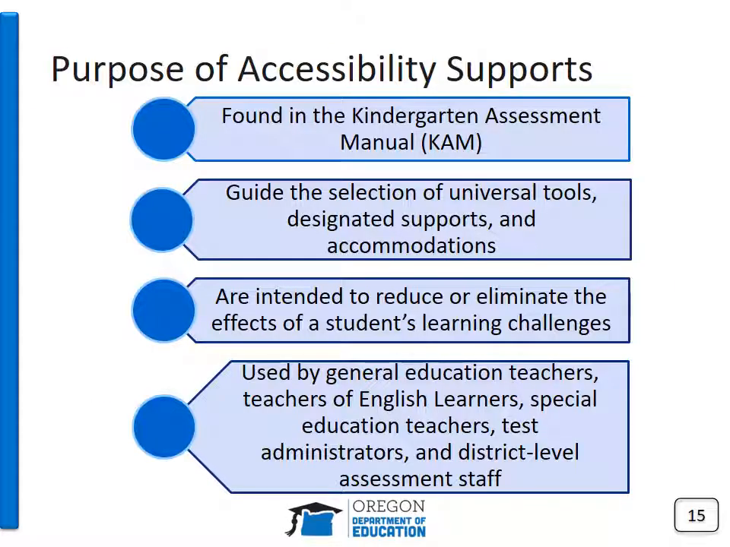The purposes of the accessibility supports are found in the kindergarten assessment manual, and they guide the selection of universal tools, designated supports, and accommodations. They're intended to reduce or eliminate the effects of a student's learning challenges, and they're used by general education teachers, teachers of English learners, special education teachers, test administrators, and district level assessment staff.